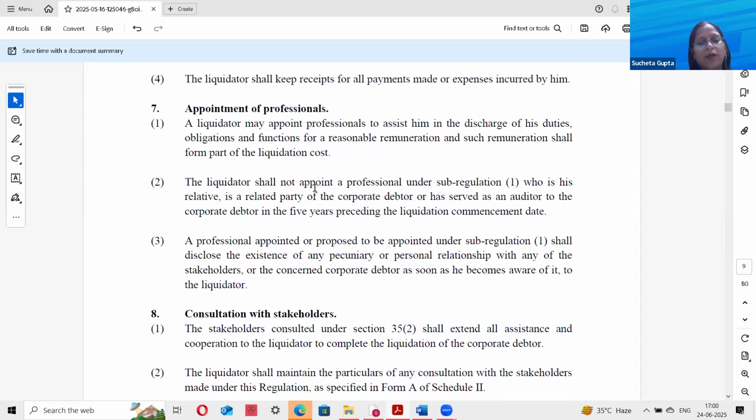The liquidator shall not appoint professionals under sub-regulation 1 who are his relatives or related parties of the corporate debtor, or who have served as an auditor of the CD in the 5 years preceding the liquidation commencement date. The professional appointed or proposed to be appointed under sub-regulation 1 shall disclose to the liquidator the existence of any pecuniary or personal relationship with any of the stakeholders or the concerned corporate debtor as soon as he becomes aware of it.